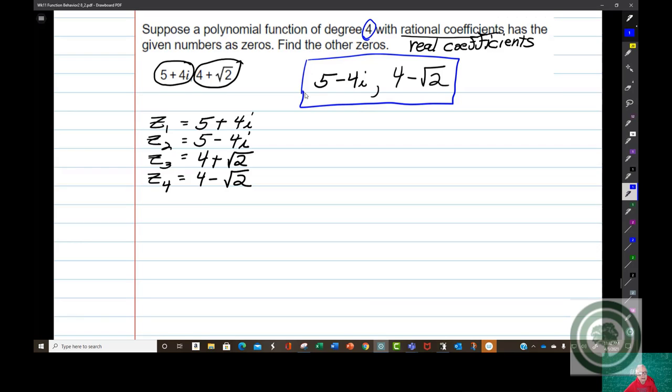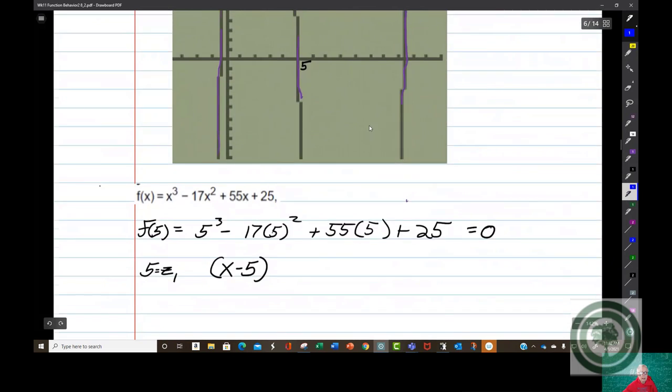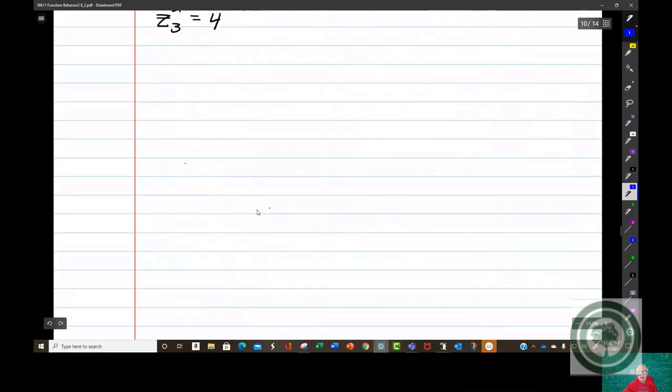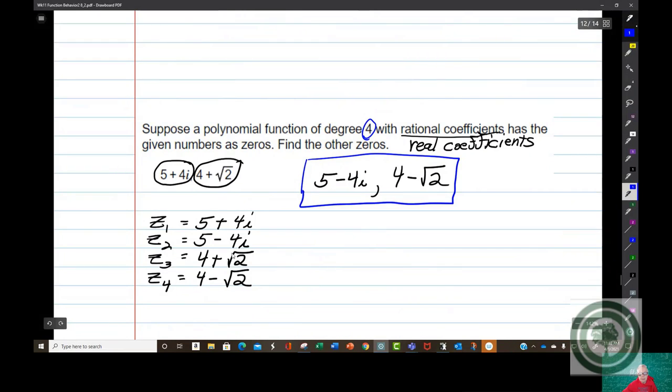Irrational numbers and complex numbers are always accompanied by their conjugates when the numbers in front of the x's are rational. Let's go back up here and look. Like this. There's a 1, a negative 17, a 55, and a 25. Those are rational coefficients. When you have rational coefficients, like these, it's guaranteed that irrational numbers will always be accompanied by their conjugates. So this is accompanied by that, and this is accompanied by that. Gotta happen.